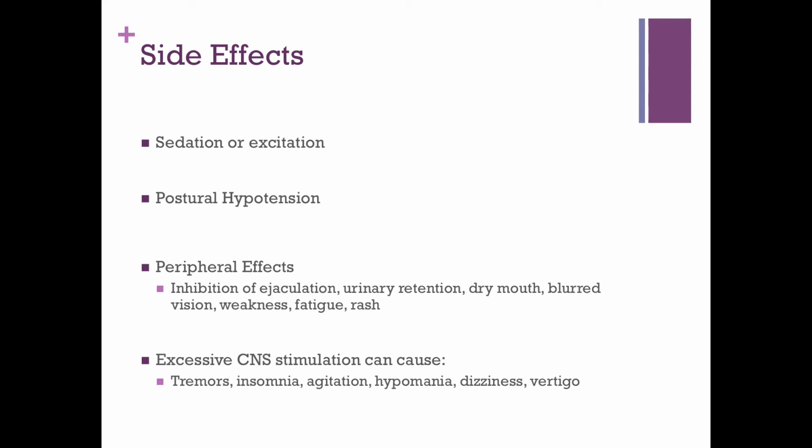So peripherally, men experience inhibition of ejaculation. So that still means that they have the ability to achieve and then possibly maintain an erection. However, the time to ejaculation is lengthened, which can cause some sexual dysfunction, and definitely in relationships. Urinary retention, dry mouth, blurred vision.